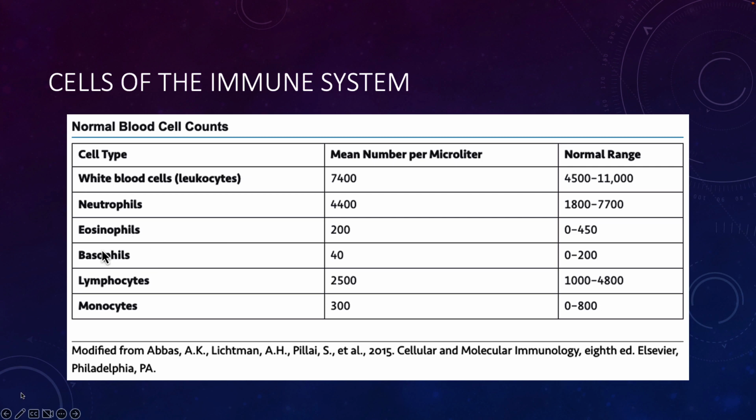So eosinophils and basophils are generally found at relatively low levels, but if you see a total drop in white blood cells, that can sometimes indicate a problem with the immune system. So knowing these standard numbers is really helpful because when you see numbers outside of that range, that could indicate that the patient has a problem.